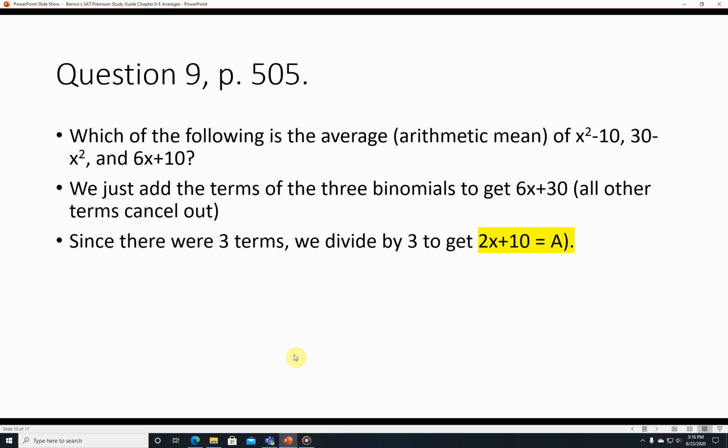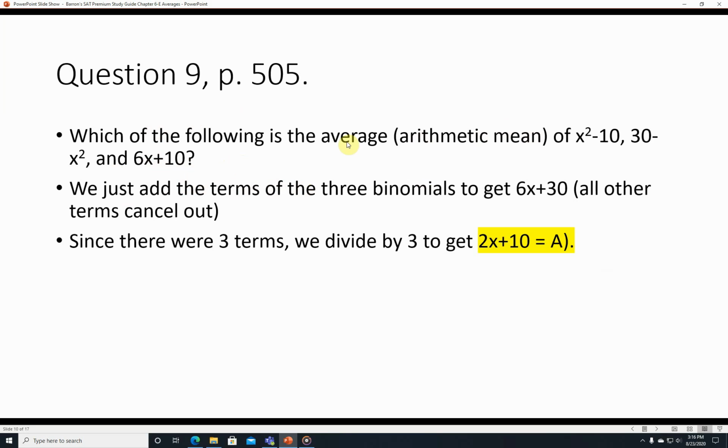All right, question 9, page 505. Which of the following is the average or arithmetic mean of x squared minus 10, 30 minus x squared, and 6x plus 10? Well, we can just add the terms of the three binomials to get 6x plus 30.